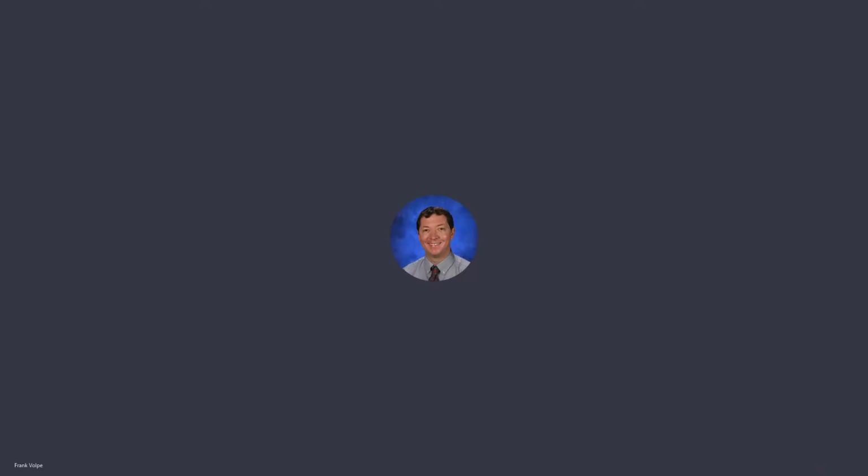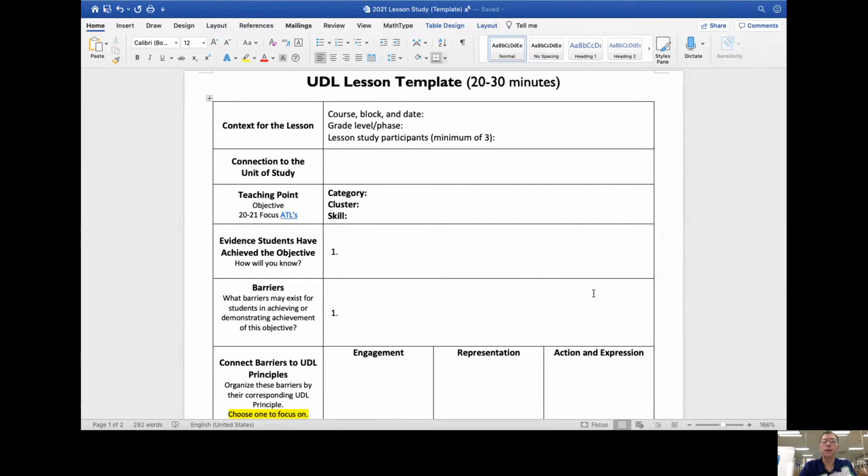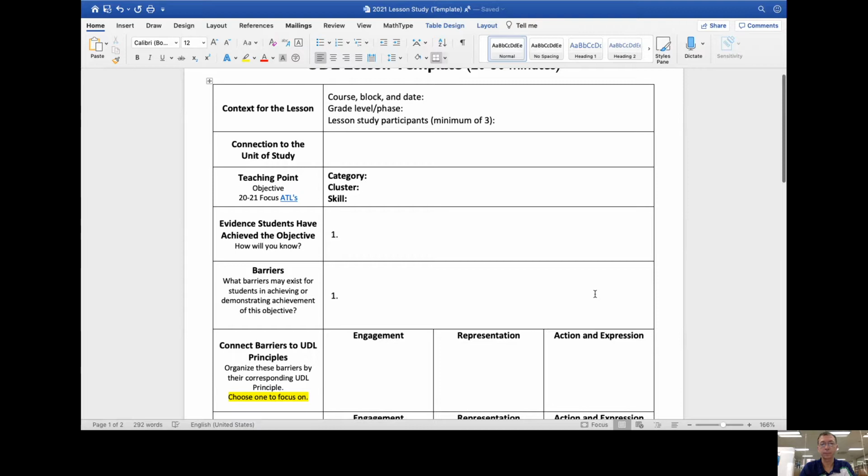All right, I am here to introduce you to the UDL lesson template. This is our first draft, so I'm sure this will change over the course of the year, but there are very important categories here which won't, and I'm going to make sure I walk you through those. First off, it's important to recognize that we're not talking about a lesson in terms of a block. We're really talking about a mini lesson, so about 20 to 30 minutes should be what you have in mind.